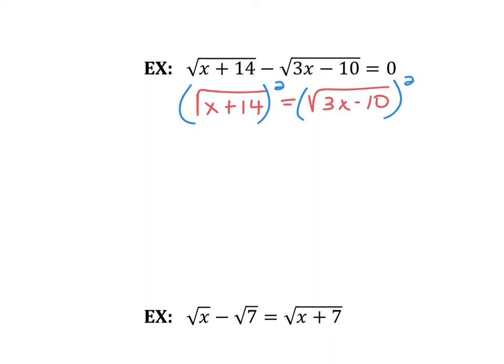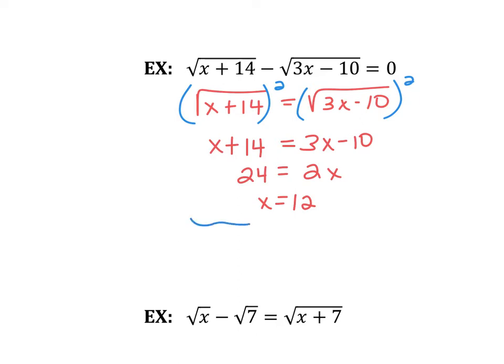All right, so when I square each side of the equation, on the left-hand side I'm going to have x plus 14. In other words, squaring the square root leaves me with what's underneath that radical, so it would be x plus 14, and that's going to be equal to 3x minus 10. Then I have a linear equation to solve, so 2x is equal to 24, so x is going to be equal to 12.